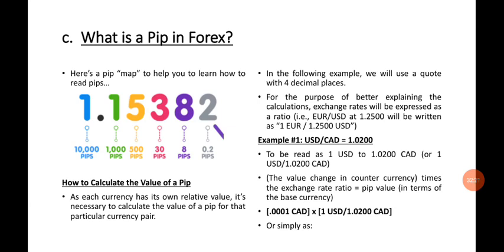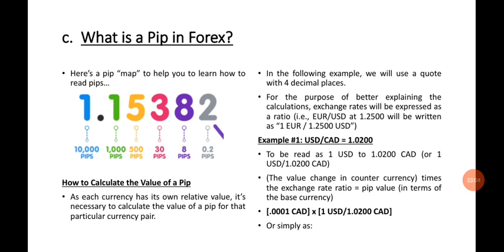Here's a pip map to help you learn how to read pips. We have a currency of 1.15382. Now we're going to start from the right-hand side, moving to the left. So we're starting from the 5th digit after the decimal point. The 2 in gray is 0.2 pips. Remember, a pipette is 1/10 of a pip. So this 2, the 5th digit after the decimal, is your 0.2 pips or 2 pipettes. Next is the 8, which is actually 2 pips.